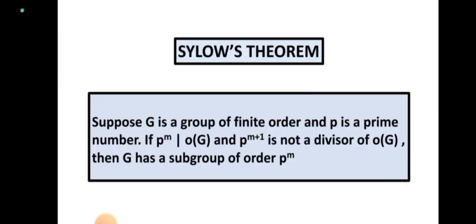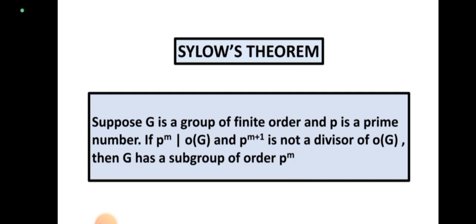Sylow's theorem. Its statement: suppose G is a finite group of order m and p is a prime number. If p to the power m divides the order of G and p to the power m plus 1 is not a divisor of the order of G, then G has a subgroup of order p to the power m.